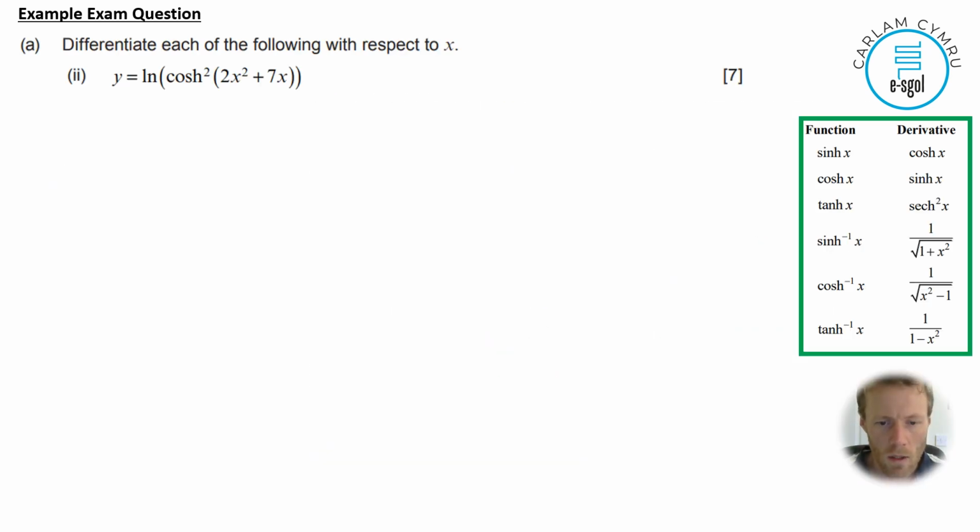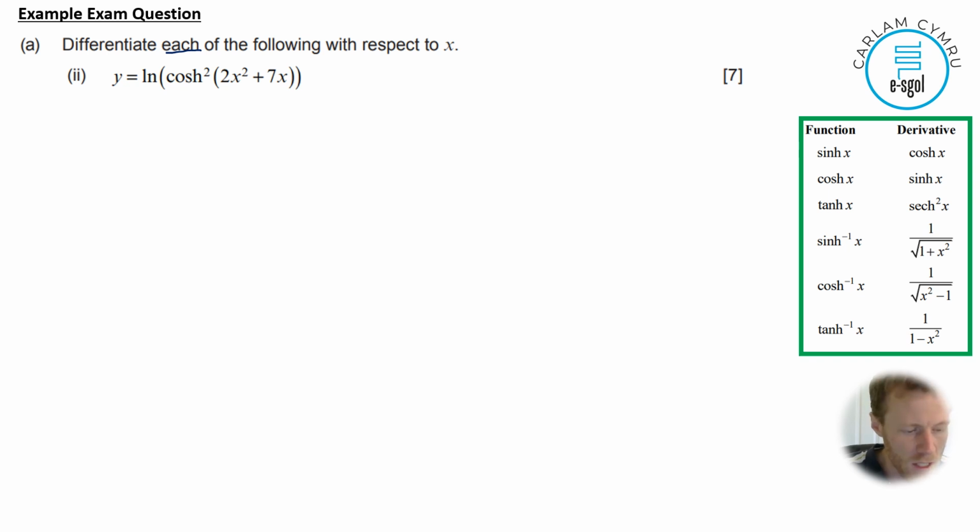Okay, so let's have a look at a slightly trickier one. This is from a more recent exam paper. It says differentiate each of the following, because there was a part 1 to this question, but I just skipped to the hyperbolic one. So we're differentiating the natural log, and then we've got this hyperbolic function inside there. Now, there is a nice, elegant way of going about this, but I'm going to show you probably where you might head to first.